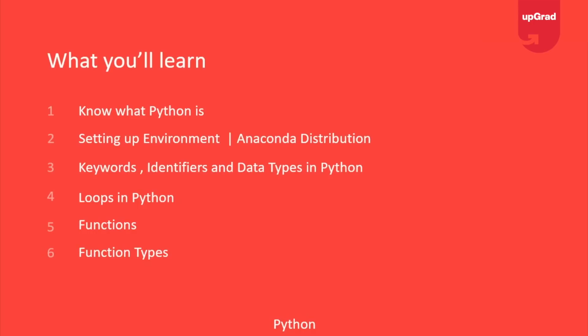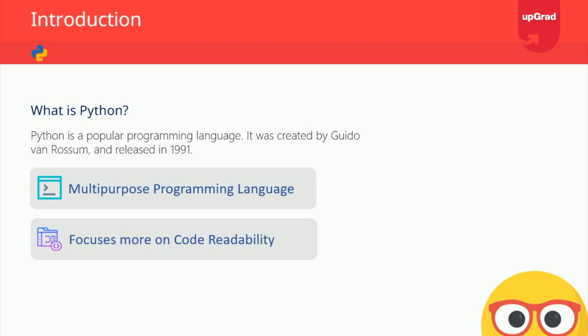So let us get started with the fundamentals of Python, which is what is Python, or let us understand why Python is the most preferred choice for many developers and communities around the globe. Let us understand what Python is, guys. Python is a popular programming language. It was created by Guido van Rossum and was released in 1991. The interesting fact is that Python is named after the comedy television show Monty Python's Flying Circus. So yes, you heard it right, it is not named after a python snake.